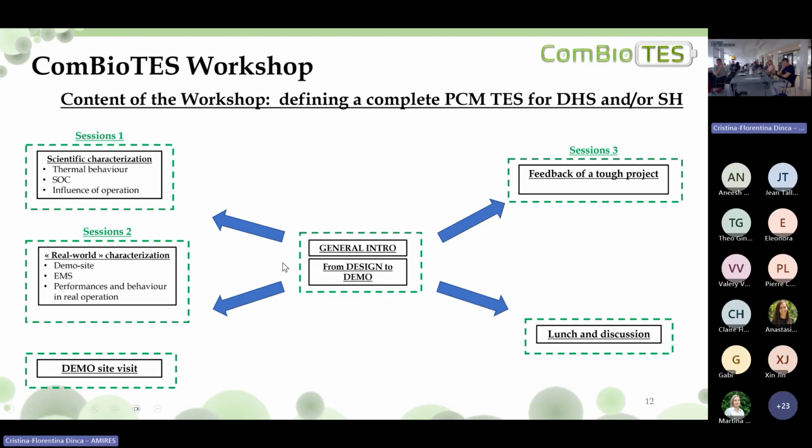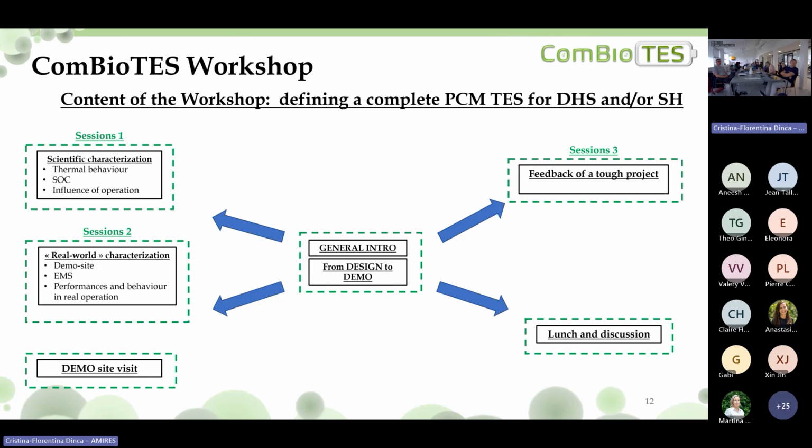This workshop, I make a general introduction. I will make an additional short presentation about the process from the European call to the demonstration. And then we have a first session devoted to the scientific characterization of the music prototype. So the music prototype is the ComBioTES prototype.